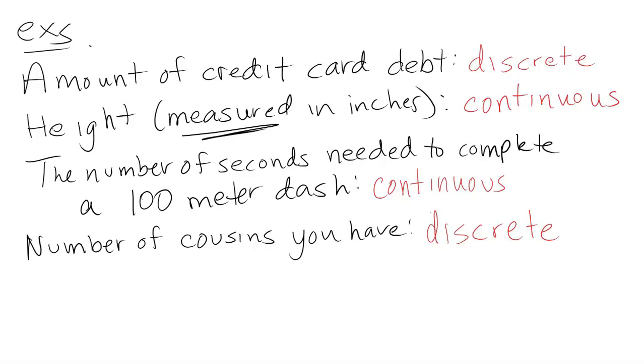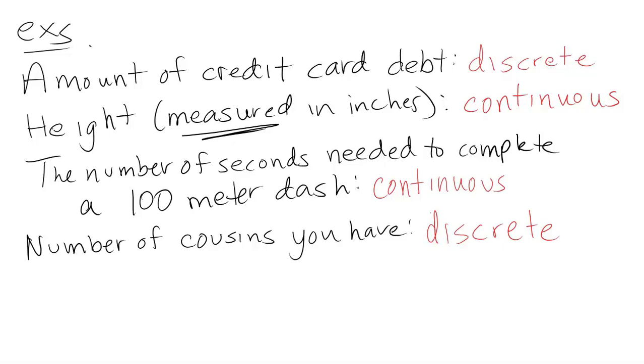Or you can use the more formal argument. We said that discrete variables have gaps between the possible values. And the number of cousins you have definitely has gaps between the possible values. You might have 8 cousins. You might have 9 cousins. I hope you don't have 8.7 cousins. I don't even know what that would mean. You can't have a fraction of a cousin. The whole concept of a fraction of a cousin is horrifying. The number of cousins you have should be a whole number. That makes this discrete because there are gaps between the possible values.